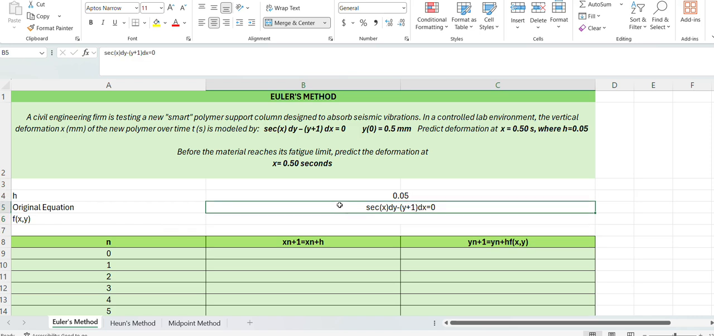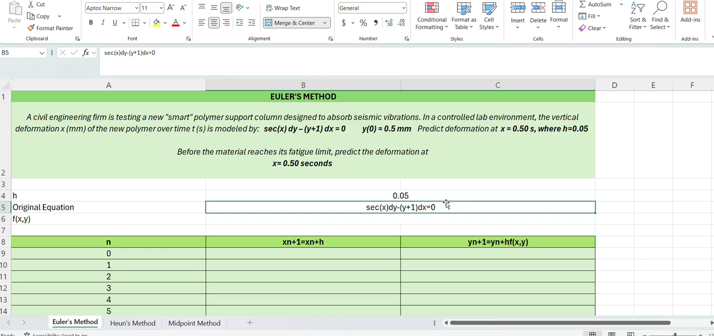So from this function, we must separate dy and dx on the other side for us to be able to find the value of the function. First, we must transpose the second term, which is (y plus 1) times dx, to the other side, where the value will be secant x dy is equal to (y plus 1) dx.